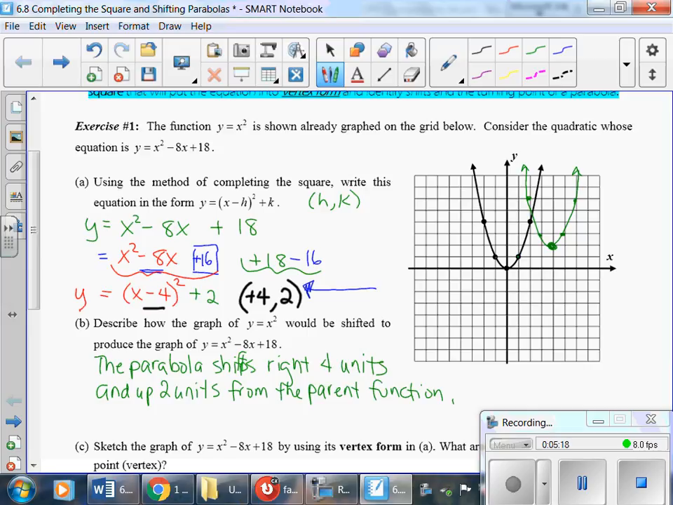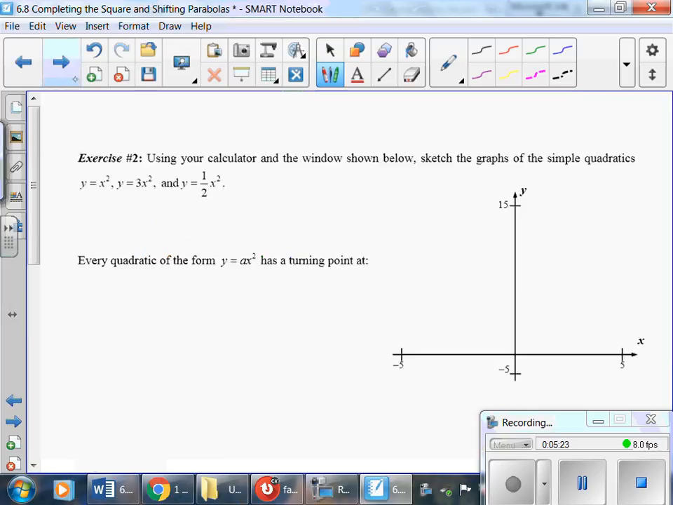All right, so let's move on to exercise 2. Using your calculator and the window shown below, sketch the graphs of the simple quadratics y equals x squared, y equals 3x squared, and y equals 1/2 x squared. Now, unfortunately, you cannot do this because your calculator is tucked away safely in the classroom, so I will just quickly show you what this looks like.